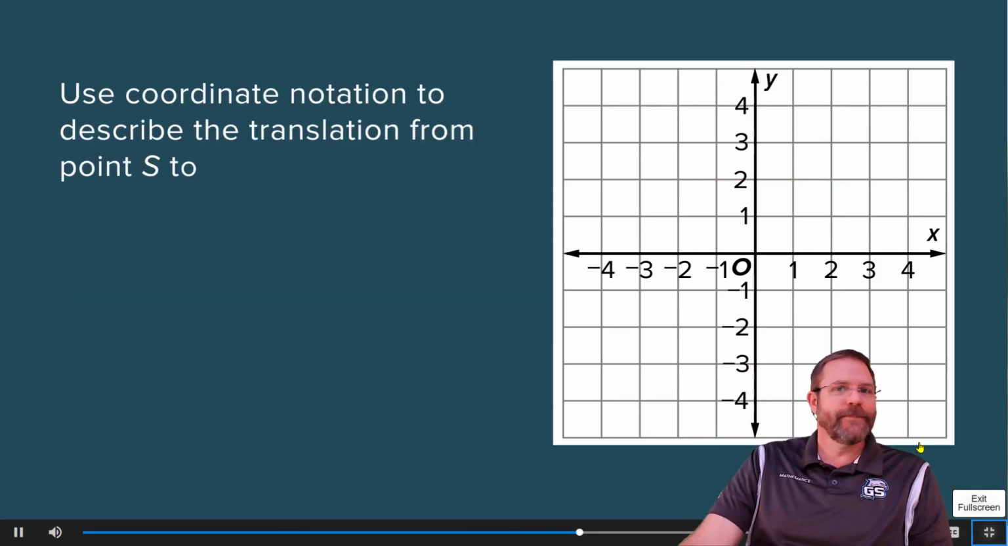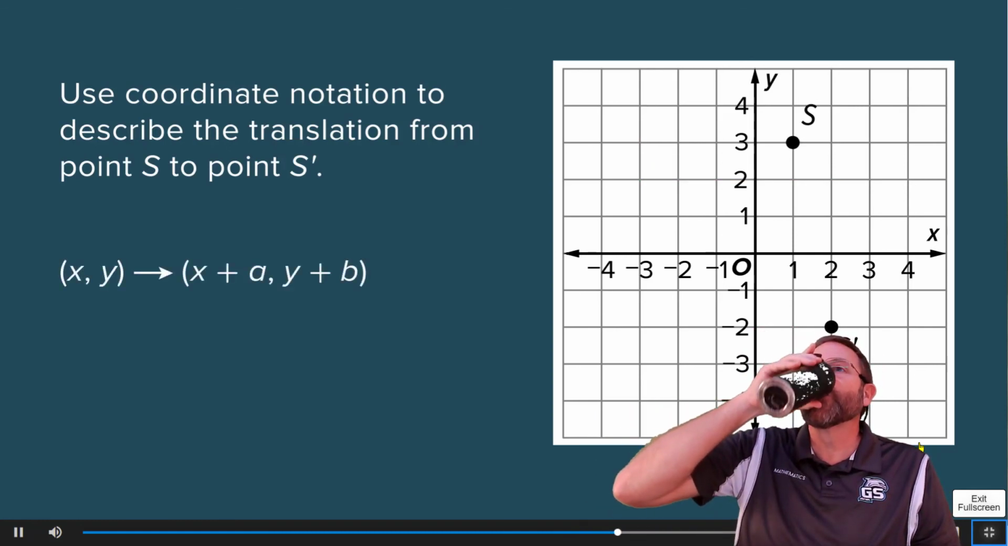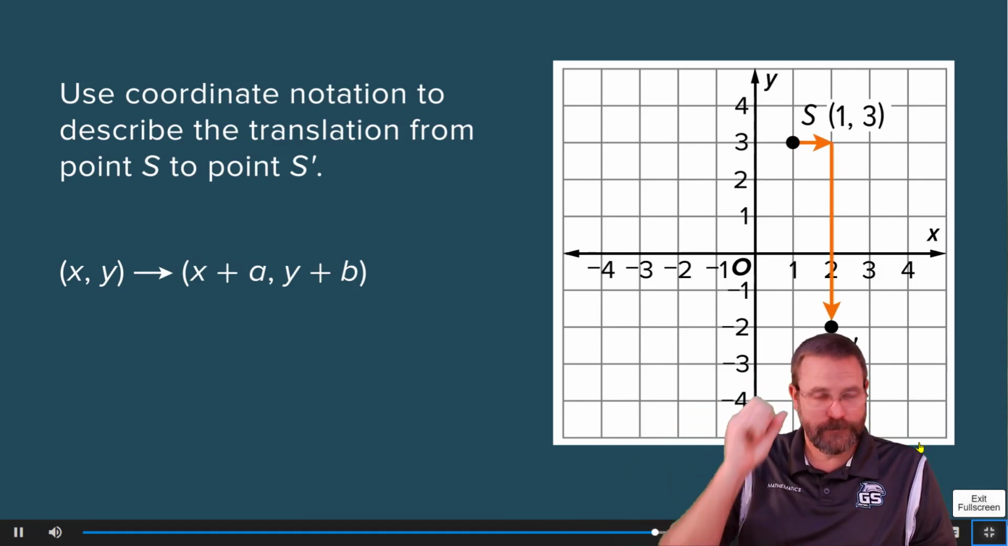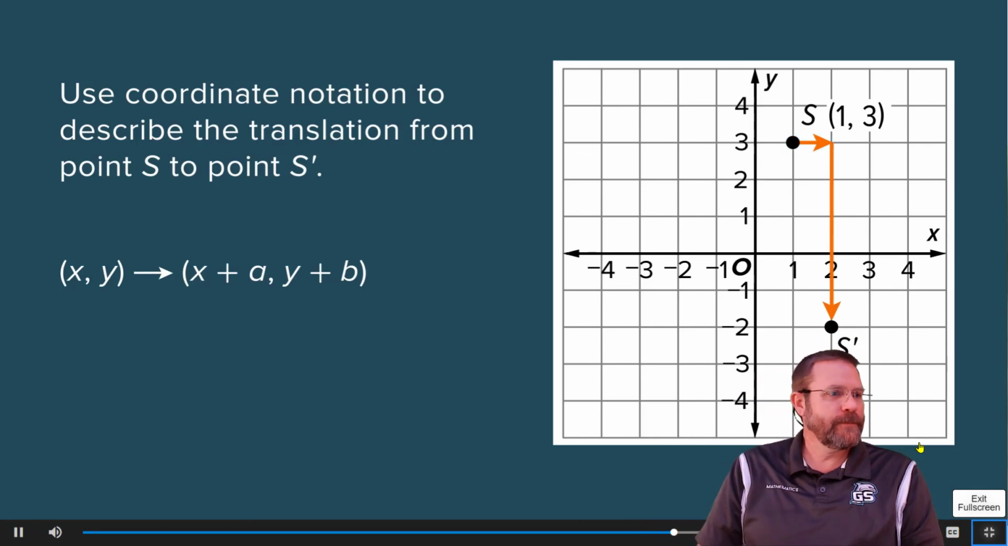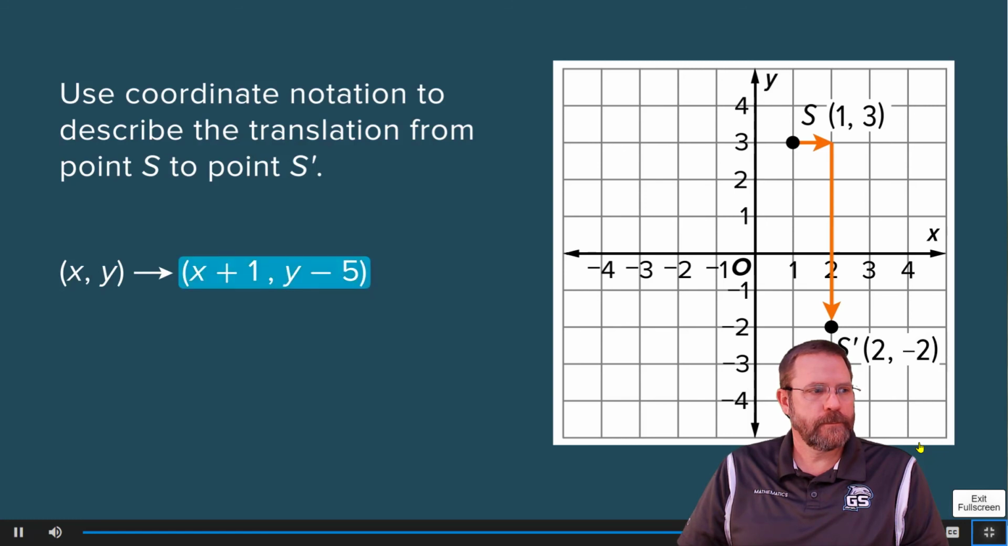How can you use coordinate notation to describe the translation from point S to point S prime? Point S moves 1 unit to the right and 5 units down. The translation of 1 unit to the right increases the x-coordinate by 1, so the coordinate notation would show x plus 1. The translation of 5 units down decreases the y-coordinate by 5, so the coordinate notation would show y minus 5. So, the translation is x plus 1, y minus 5, or 1 unit to the right and 5 units down.